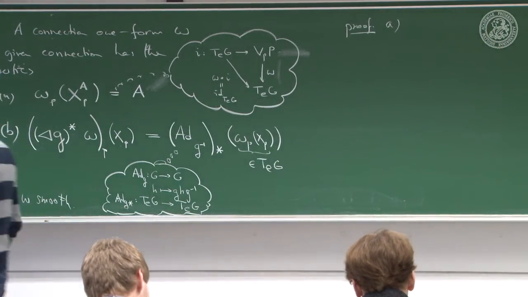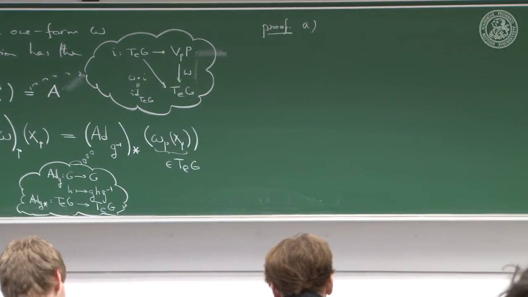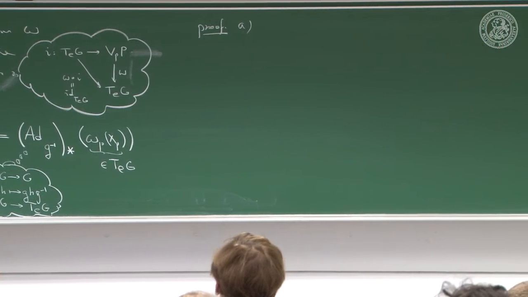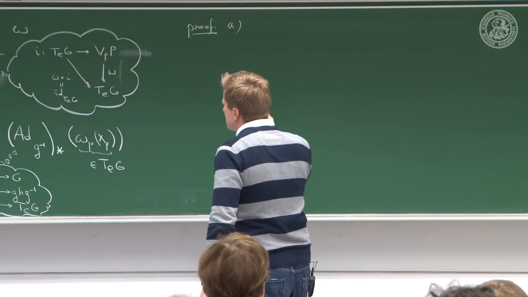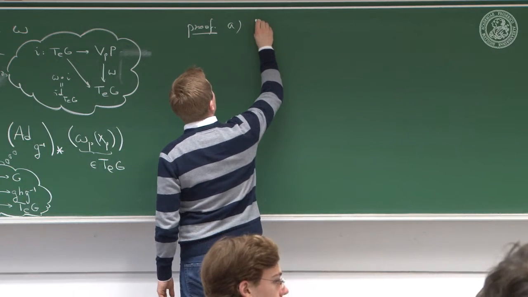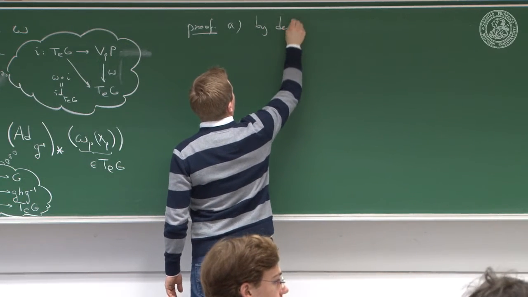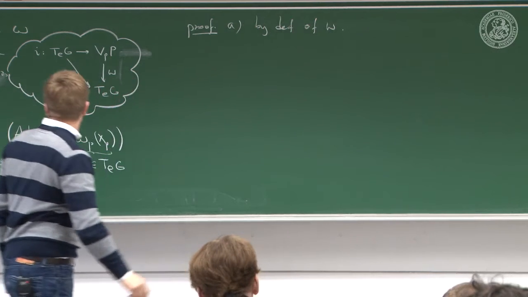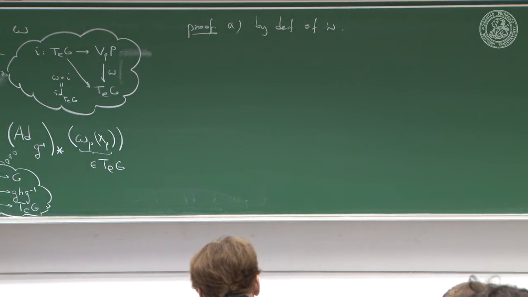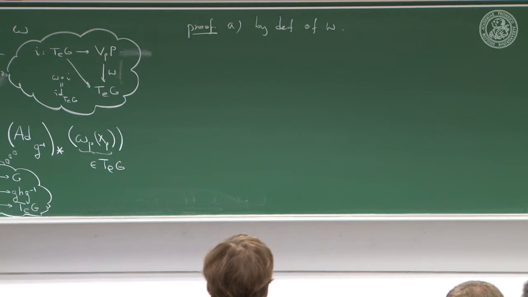Well, maybe we formulate this. Yeah, okay, let's do it this way. So proof. So A, this is simply true by the definition of omega, full stop, because this is a vertical vector that we established, and we know that if we plug this in here, we just reproduce the vector.